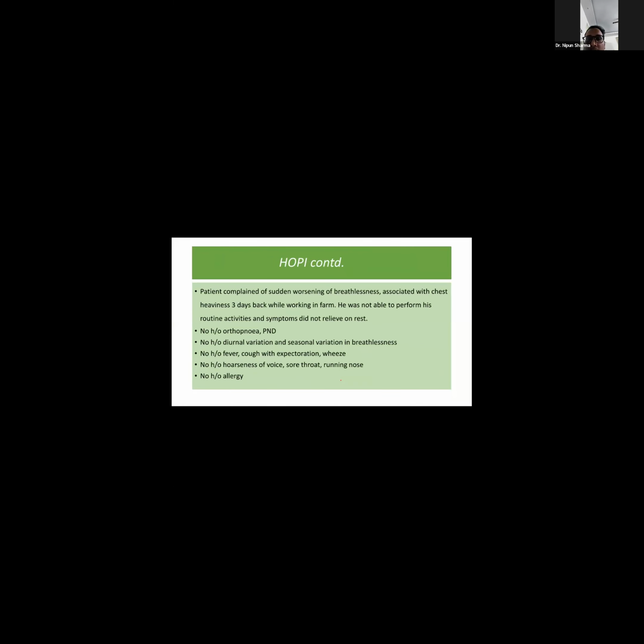The patient also complained of sudden worsening of breathlessness, associated with chest heaviness, 3 days back while working in the farm. He was not able to perform his routine activities and the symptoms did not relieve on rest. The patient doesn't have any history of orthopnea or paroxysmal nocturnal dyspnea, no history of diurnal variation and seasonal variation in breathlessness, no history of fever, cough with expectoration, wheeze, no history of hoarseness of voice, sore throat, and running nose, and no history of allergy.